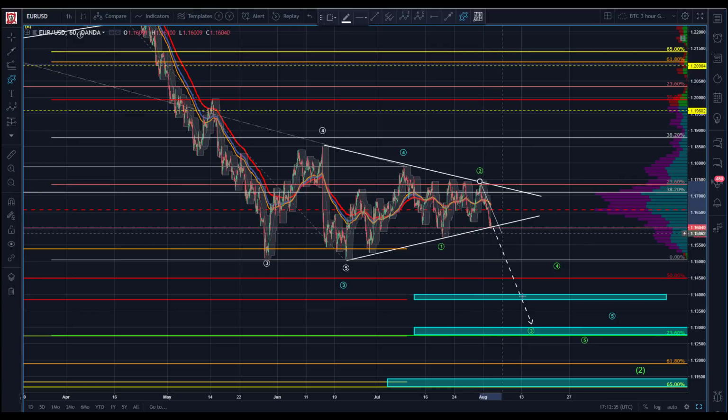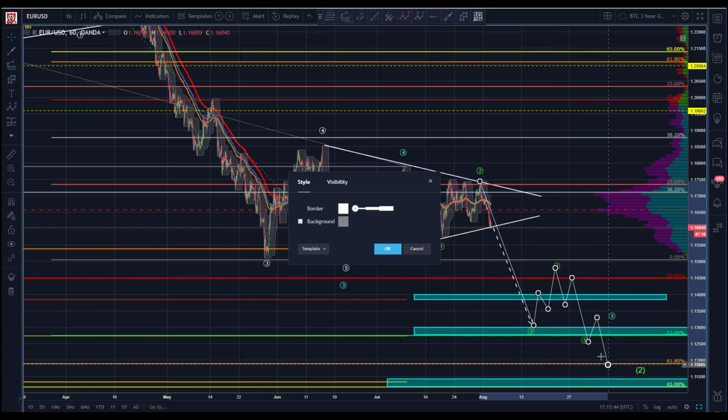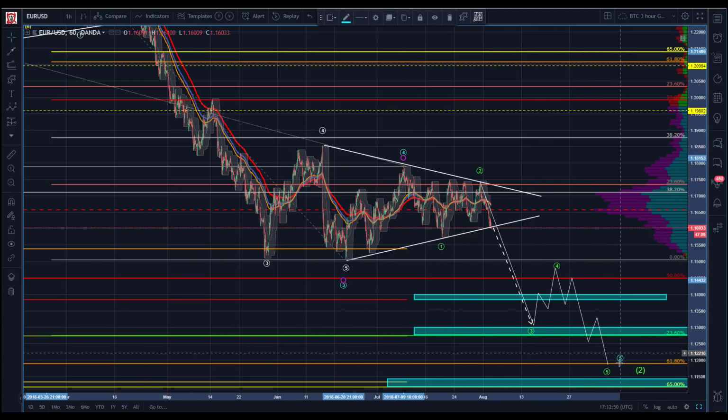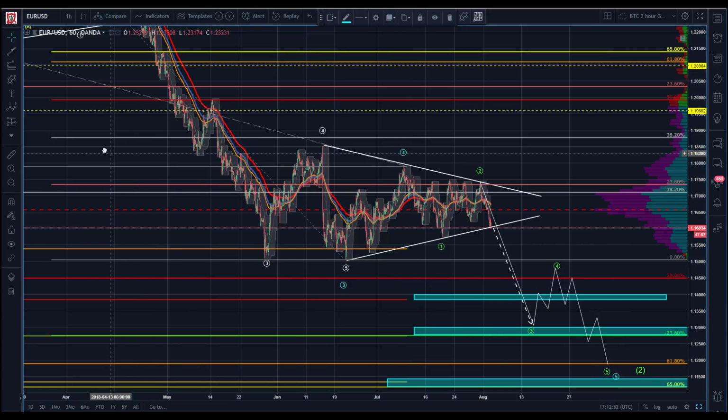So we'd be looking for something like this. Then we'd have A, B, C into this, and then some sort of a 5-wave structure to come down here. Maybe we're going right to the golden zone. Bring this down here. So this would all go down here. So there's a potential roadmap.